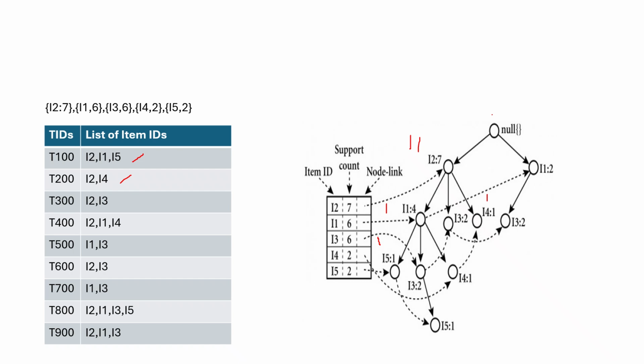Now the third transaction, T300: I2 and I3. I2 I already have, so I'm adding it up once again here, and then from I2 I'm adding I3 here, which is 1.